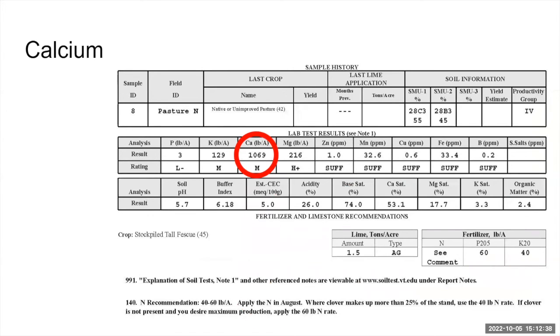Here is calcium, so one of our secondary macronutrients. Values for Virginia tend to range between maybe 700 to 1,400 pounds per acre. And of course, we don't normally recommend a fertilizer application for calcium because we tend to put a lot of calcium into the soil just when we lime. Lime is calcium carbonate, generally speaking, so it's got calcium in it.